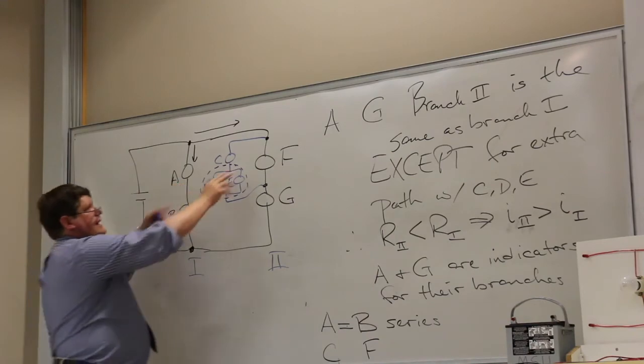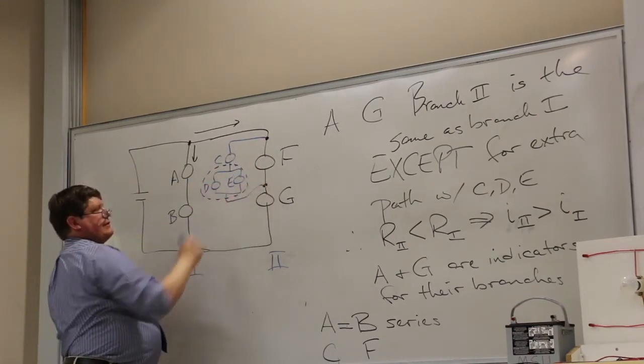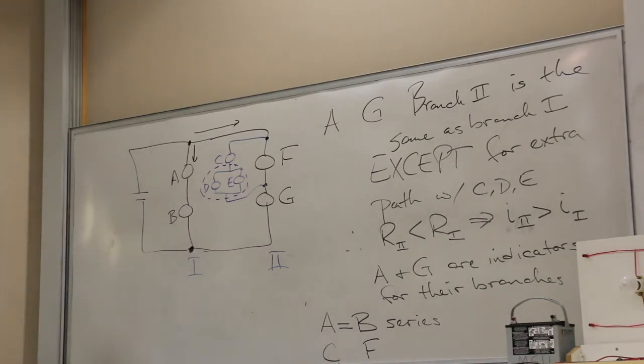If it weren't for D and E, the current would split 50-50 here and come back together there. And then I asked, how did I add D and E? Now, D and E are a parallel network, but that's not what I'm asking. I'm asking, how did I add it? And I added it in series. I had to use scissors to put that in.